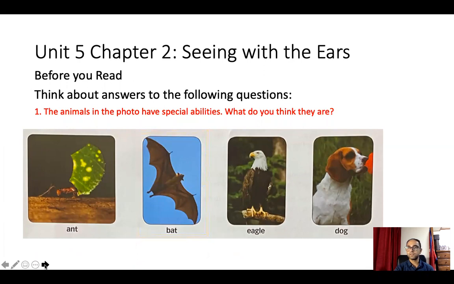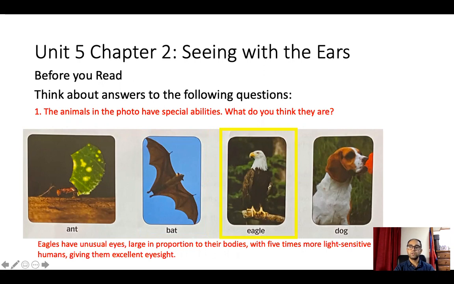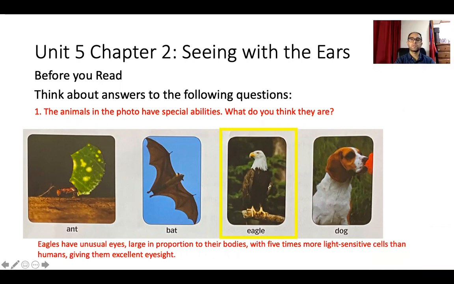Eagle. What abilities do you think eagles have? Eagles have unusual eyes. That means large eyes, large in proportion to their bodies, with 5 times more light sensitive cells than humans. Compared to us human beings, they have 5 times more light sensitive cells in their eyes. In other words, they are very sensitive to light, and that gives them excellent eyesight. They have really good eyesight, eagles.